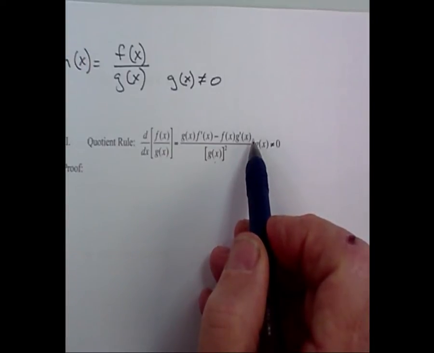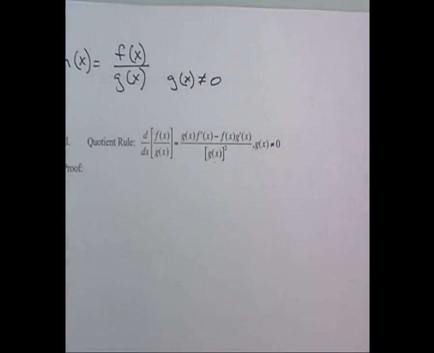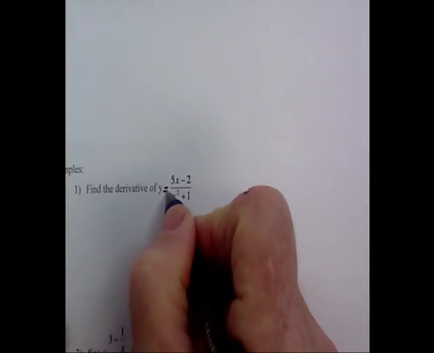Now, unlike the product rule, you can't switch stuff around because subtraction does not have commutativity. 7 minus 4 is not the same as 4 minus 7. They're opposites, aren't they? So what I'm going to do is give you an example, and I'm going to write equals here.